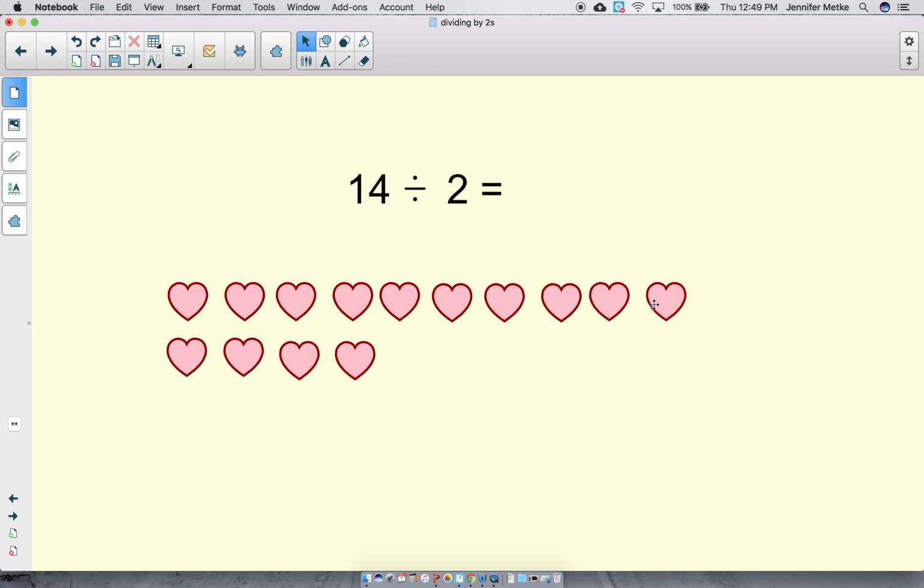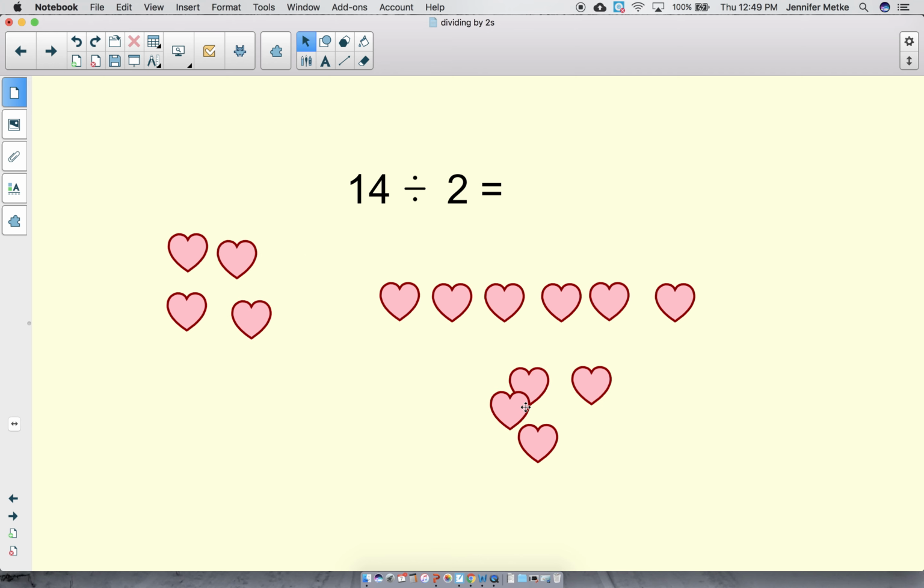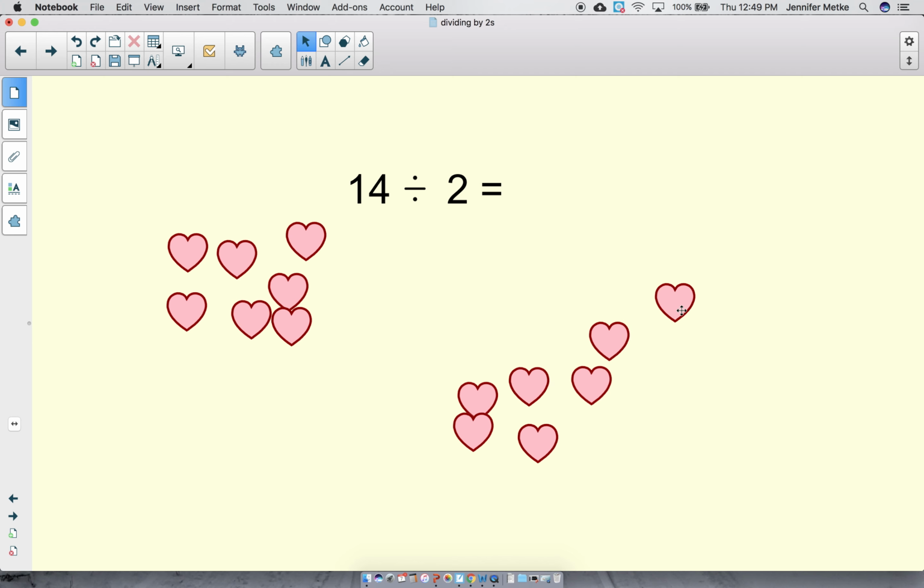So here I have 14, and what I'm going to do is divvy this out into two groups. And you can probably already figure out the answer because if you think about addition, this is related to your doubles. So I've divvied these out into two groups, and you'll see that there are 7 in each group. So 14 put into two groups is 7. So think of what's half of 14, and that'll get you to the answer.